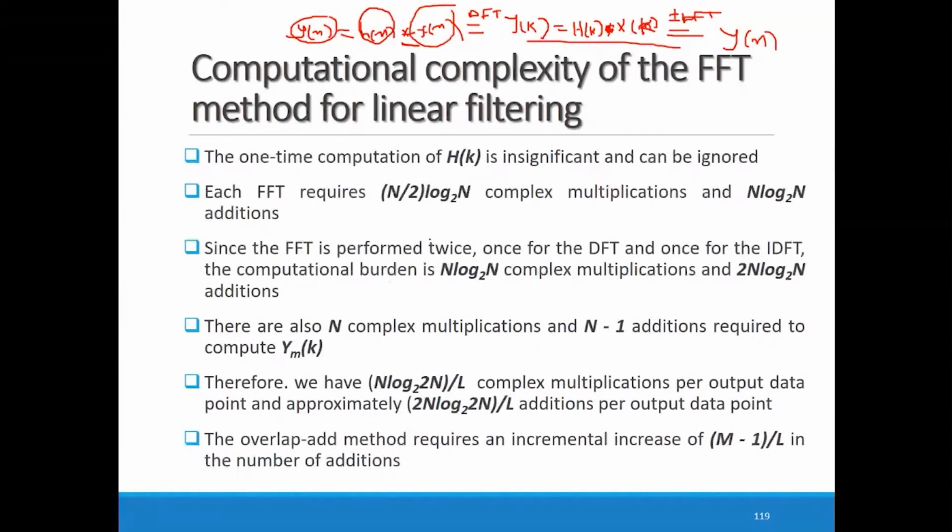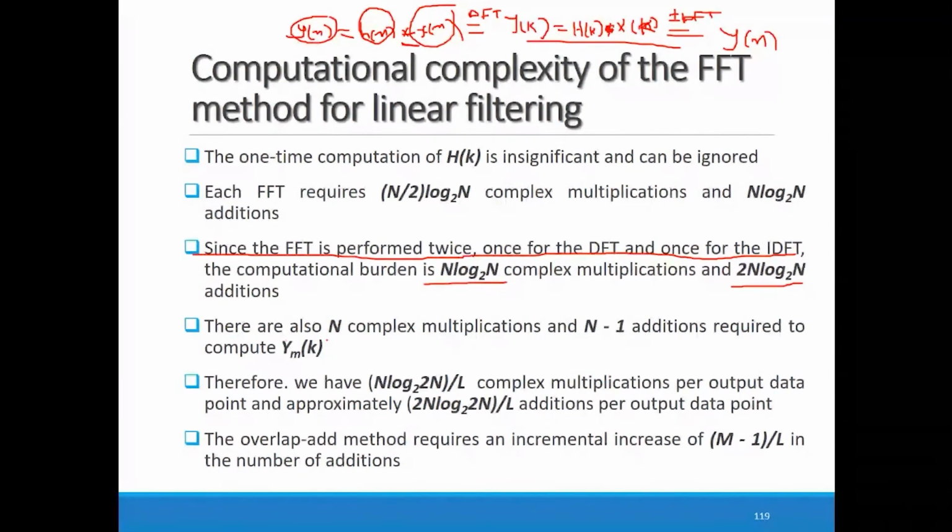So here this thing is mentioned: since the FFT is performed twice, once in the DFT and once for the IDFT, the number of computations in the FFT will be doubled for the linear filtering. So here n by 2 log 2n complex multiplications, but it is multiplied by 2. So you require n log 2n multiplications, and for additions, where it is n log 2n, you require twice n log 2n additions.